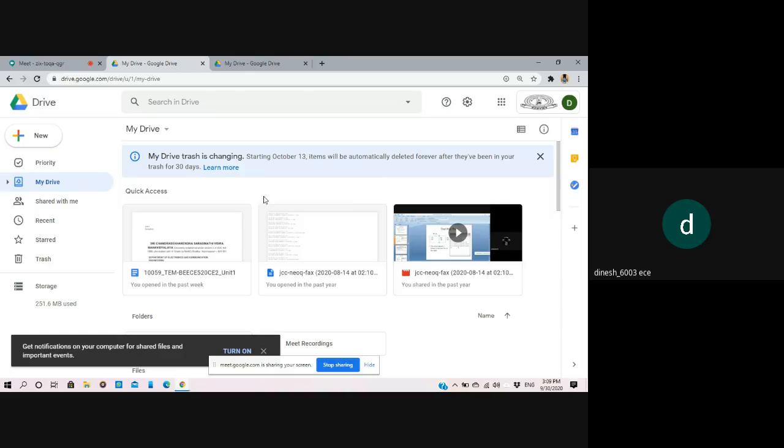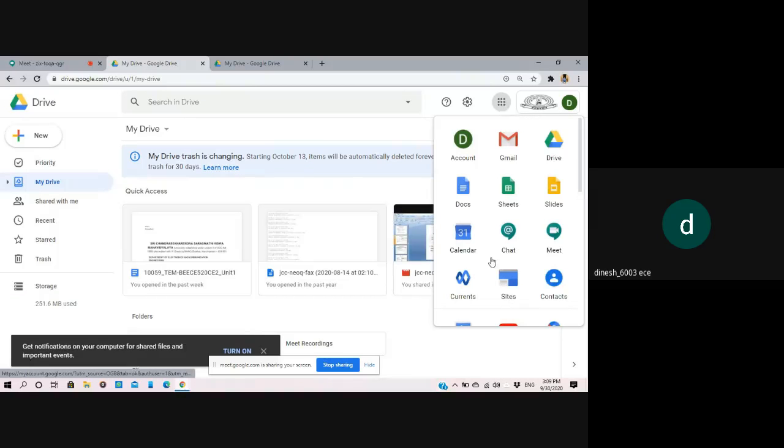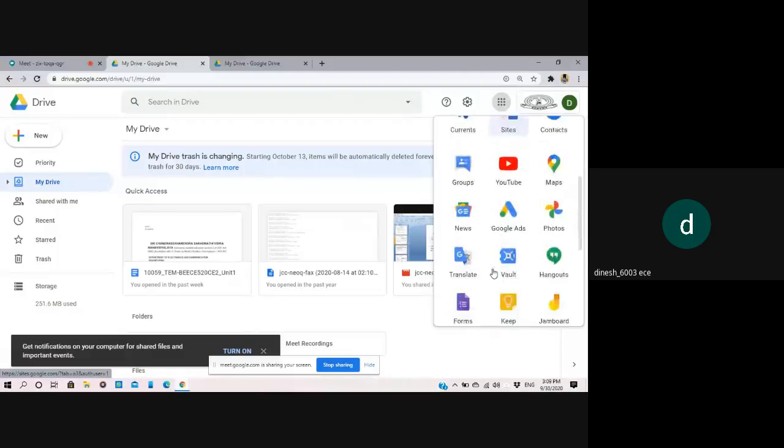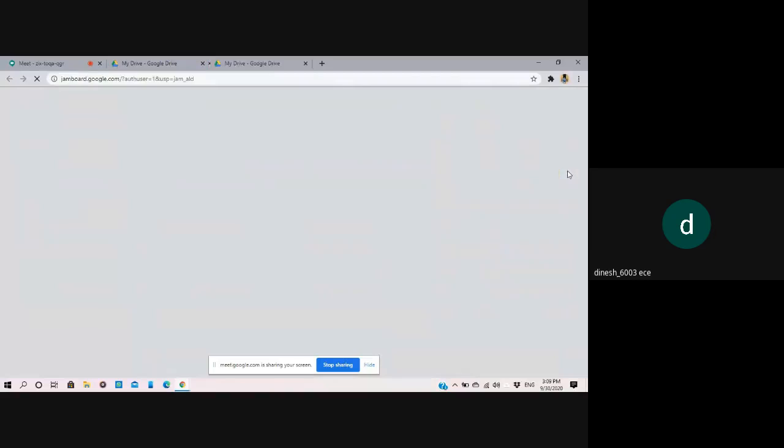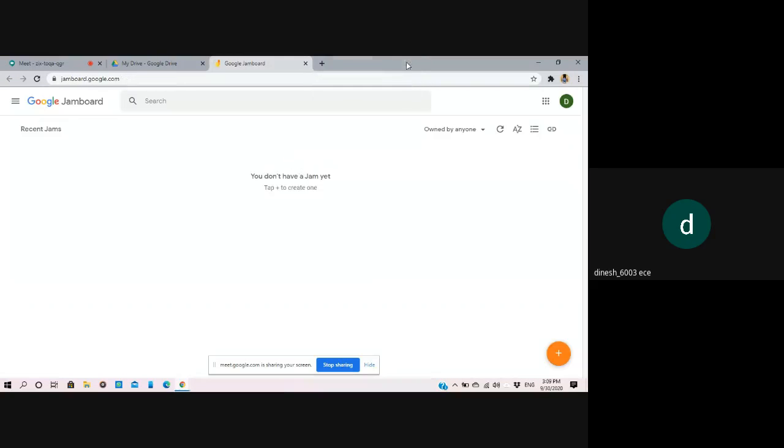Okay. Now go to Jamboard. Open Jamboard in the Google Apps. Now go to Google Apps, on the right side. Yeah, that one. Click it. Open Jamboard. Okay. Go for recent jams. There is nothing here, sir.